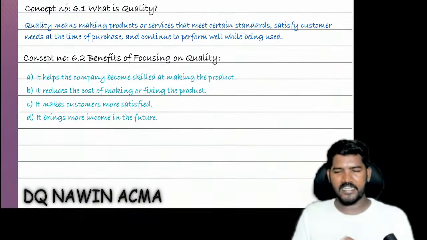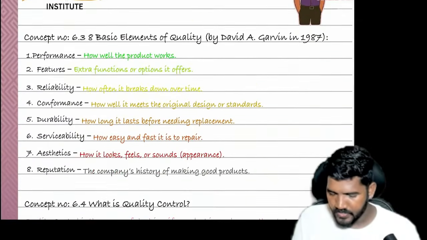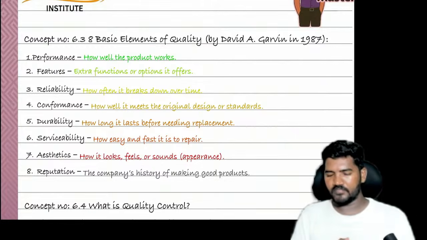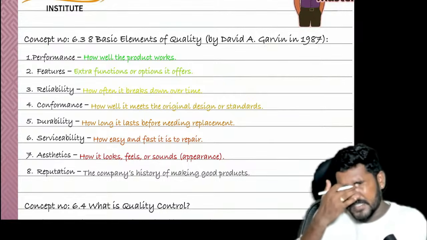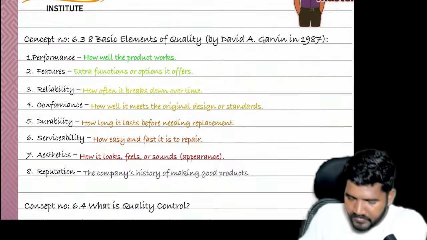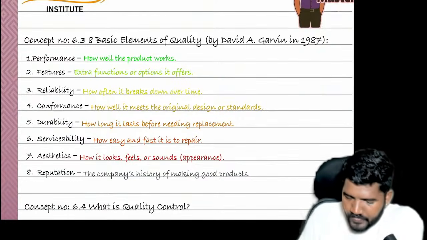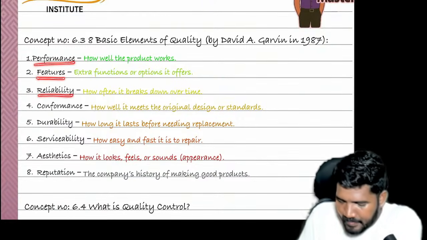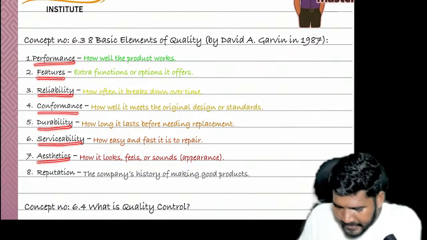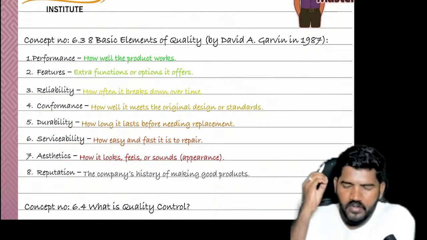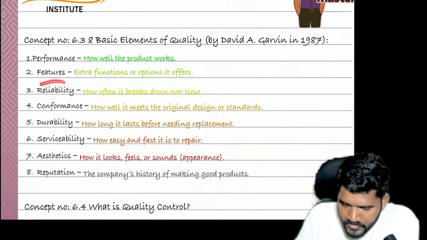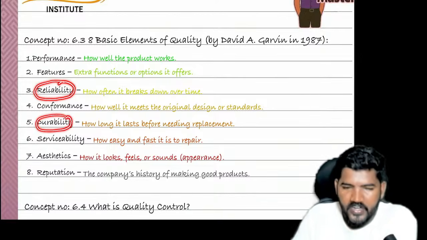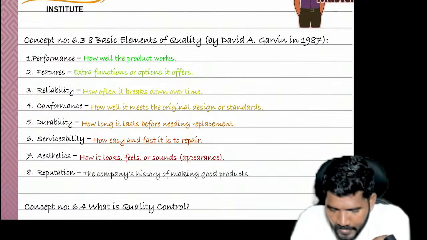Meet or exceed customer expectation. Next, basic elements of quality, by David Garvin in 1987. The year is not that important, but focus on it also. So the basic elements of quality are: performance, features, reliability, conformance, durability, serviceability, aesthetics, and reputation. You can listen to any broadcasters relating to businessmen on YouTube; these words they repeatedly use: reliability and durability.